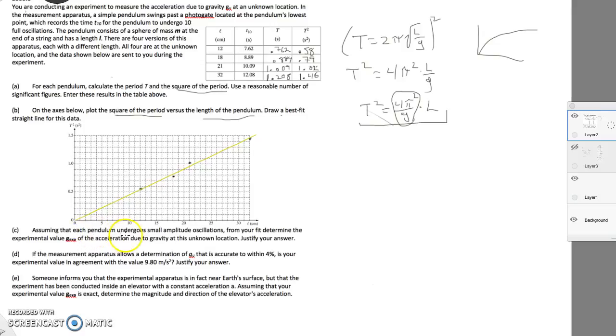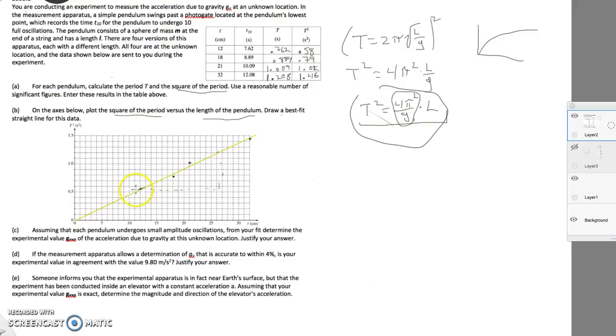Then it says, assuming that each pendulum undergoes small amplitude oscillations, from your fit, determine the experimental value of g, the acceleration due to gravity at this unknown location. Justify your answer. So that's where this part would come in. You would basically derive this, and then we'd say, okay, the slope of this line maybe is, you just kind of pick points on the line.